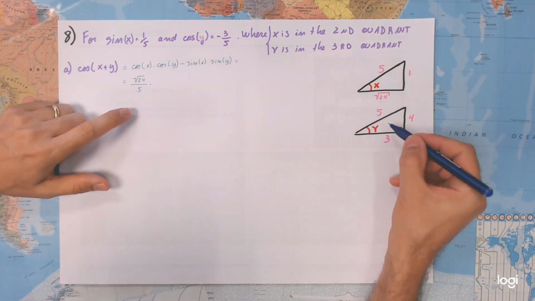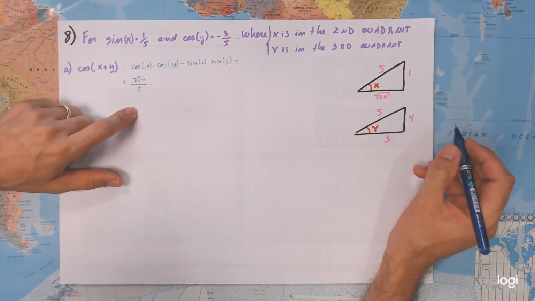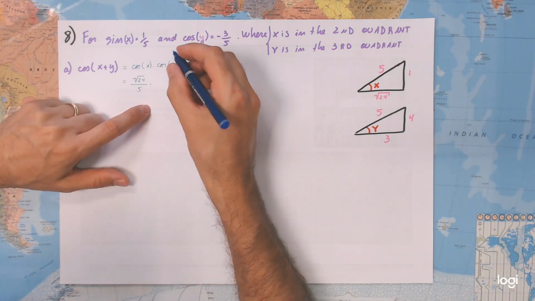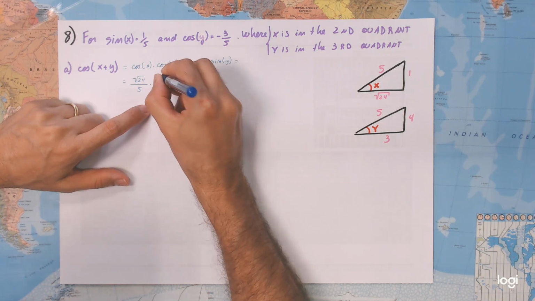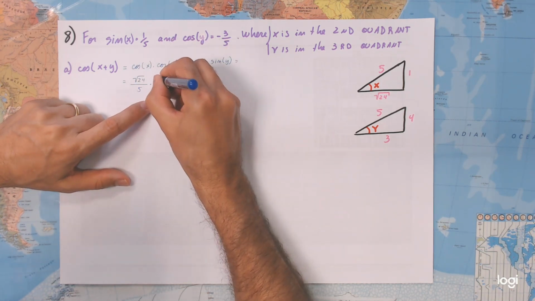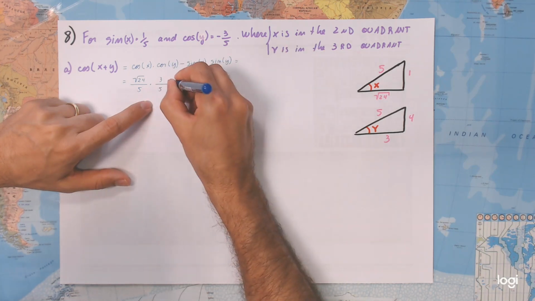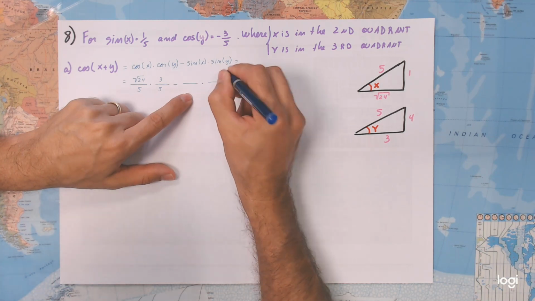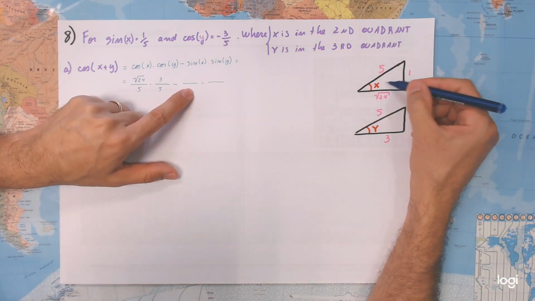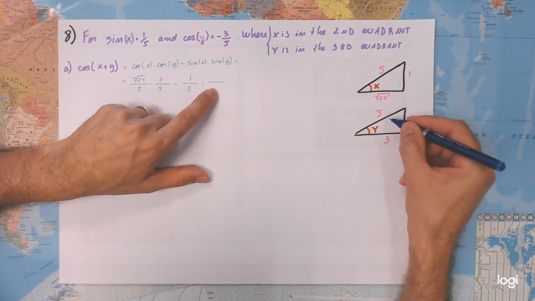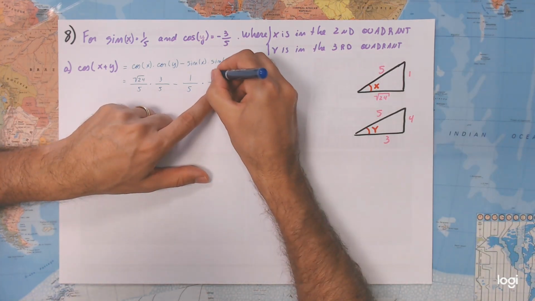Cosine of y, it is 3/5. Okay. Then I'm going to put the signs in a second. I'm just using the numbers first, the figures. It is 3/5 minus, we have 2 again. What is the sine of x? The sine, it is 1/5. And what is the sine of y? It is 4/5.